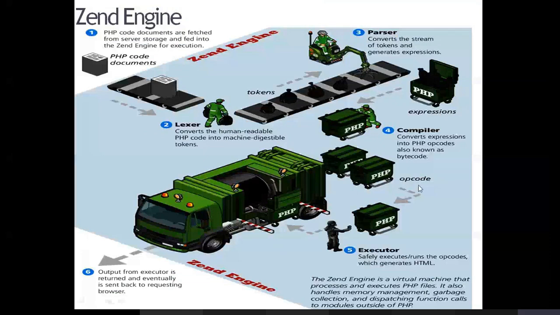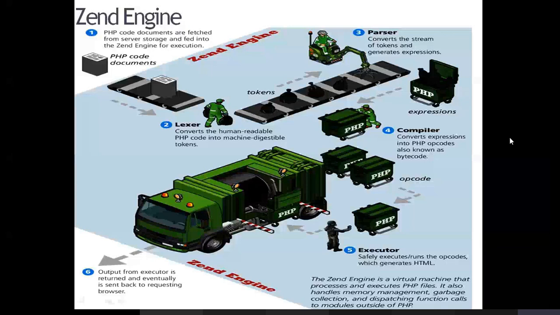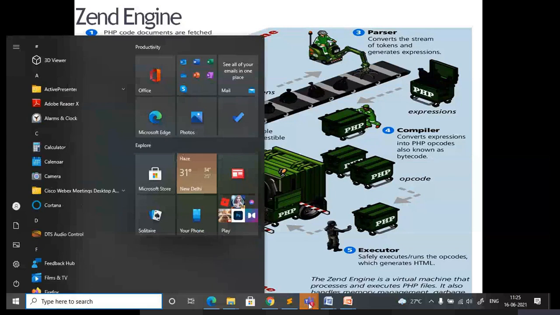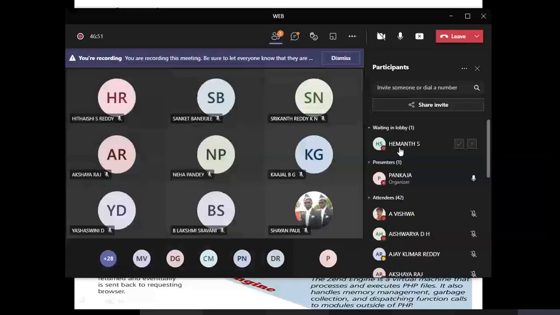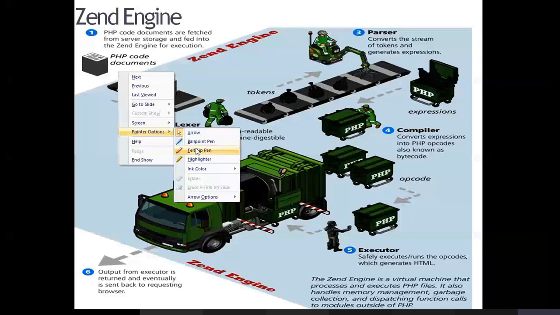So what is the first step? PHP code documents are fetched. The request comes for the PHP file execution. PHP code documents are fetched from the server storage and fed into the Zend engine for execution. Fetching the file and giving it to the engine for execution. Consider this is a PHP document you are getting. That is the first step.